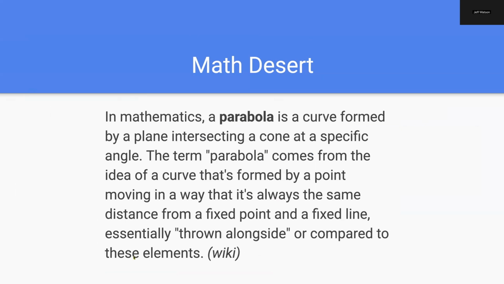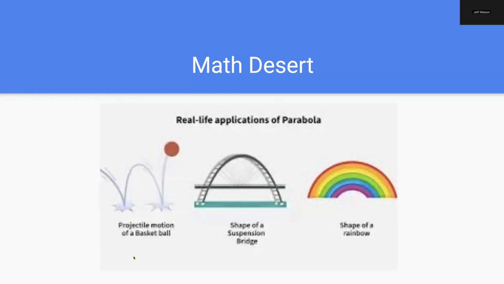There is a definition there from the wiki about what a parabola is. A curve formed by a plane intersecting a cone. And essentially, just go ahead and read the rest of that definition for yourself if you'd like. Real life examples, a bouncing ball, the arch of a bridge, and also a rainbow, are many examples of parabolas that we have in nature or manufactured by man.